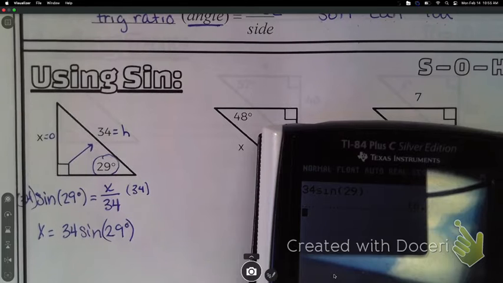Negative 22. Okay, if you're not getting the same answer, you are not in degrees. You need to go to mode and make sure you're in degrees. Are you in degrees? You got an answer? So you want to do, is this in degrees, right? Yeah, but this calculator is different because it's not a 2-line. So you would have to go.